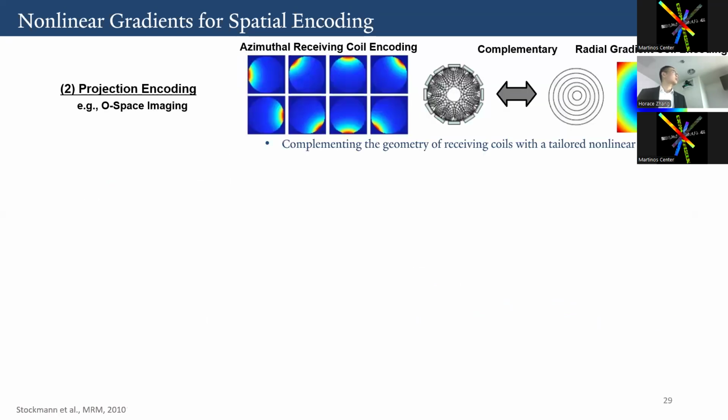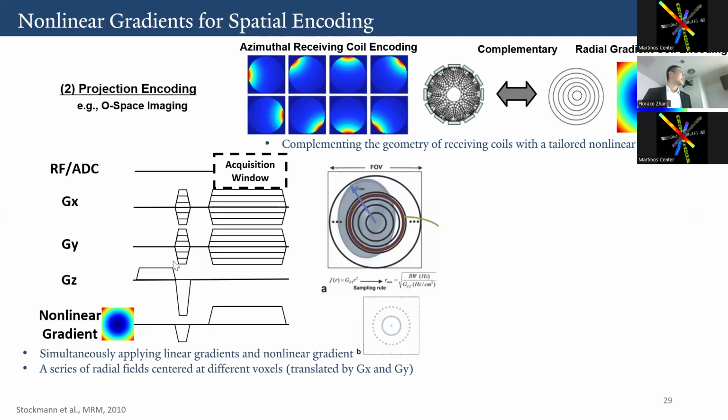The next version is more like projection encoding, which is represented by O-space imaging, developed by Jason when he was at Yale. This method focuses on the complementary encoding capabilities of the receiving coil and the gradient coil. To do that, it simultaneously applies the linear gradients and nonlinear gradients during the readout so that it can create a series of radial fields that have different center voxels, which are translated by Gx and Gy.